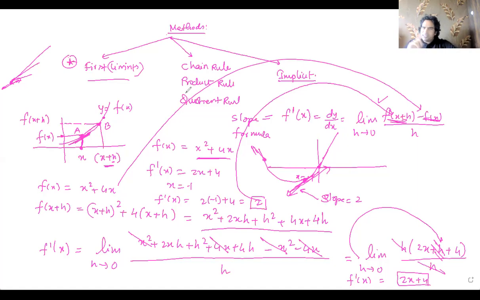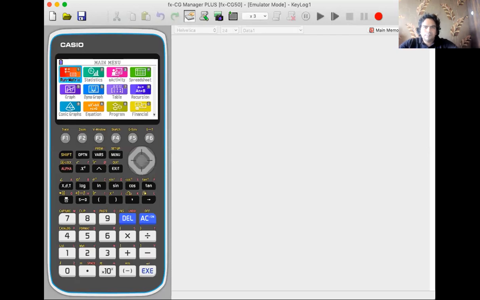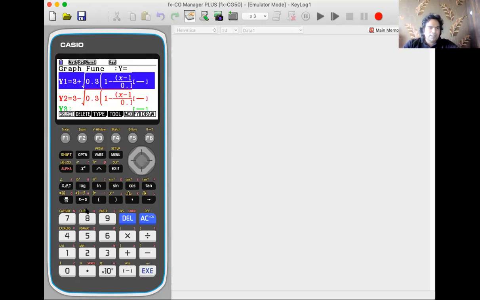So let's just take the technical interpretation about this particular expression. So now suppose we want to find out the slope or the exact value of the derivative on the calculator. The first thing I want to quickly show is using the graph, because this can be very helpful. Now let's say I have a function. I'm just going to use the same function that I took earlier, which is x squared plus 4x.